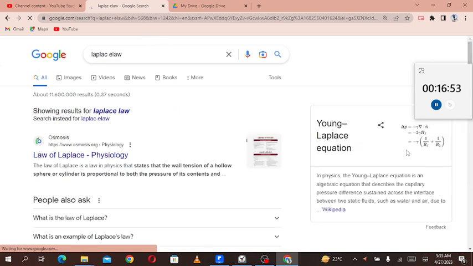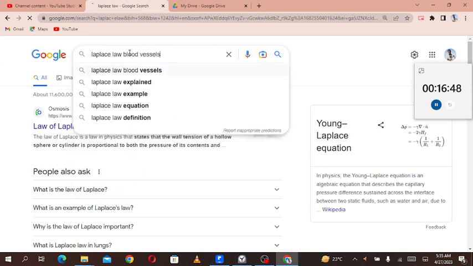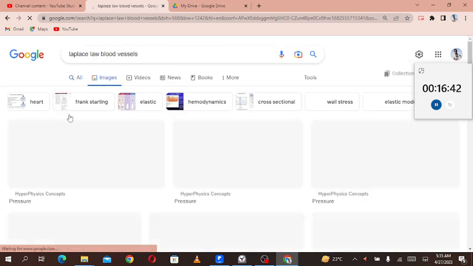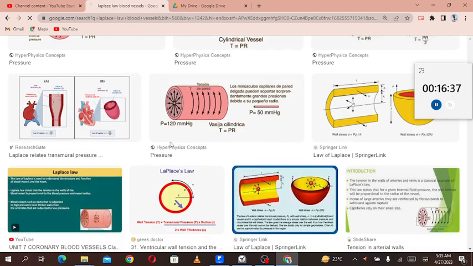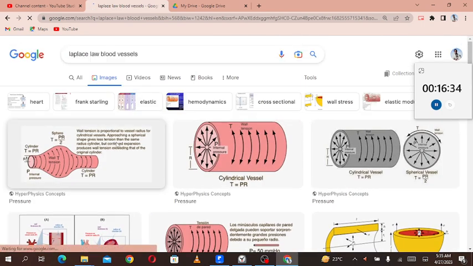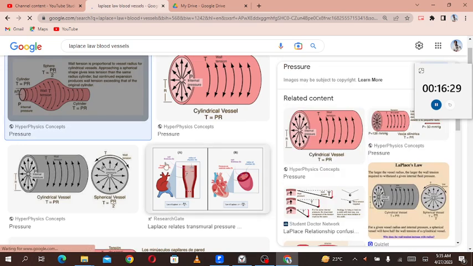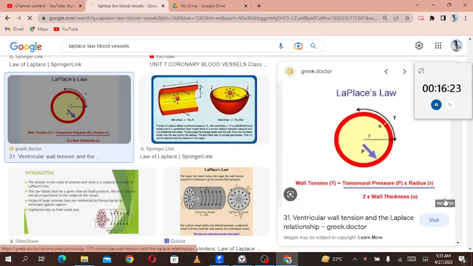So Laplace law states that for the blood vessel, over here it is PR over 2. I think H is constant. I have no idea what H is. So tension is equal to PR. Okay, H is the wall thickness. Got it. Here they have written transmural pressure multiplied by radius over 2 into wall thickness. So H is most probably the wall thickness.